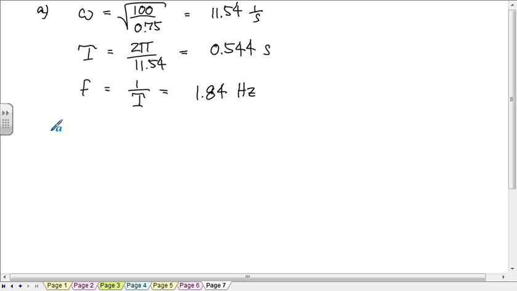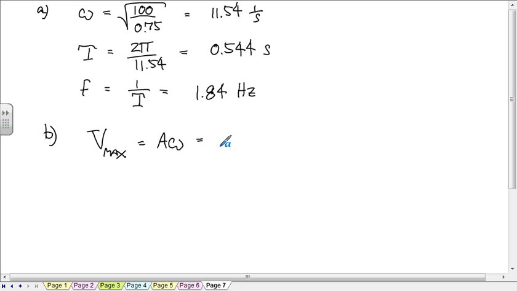And B, to get the maximum speed, for both A and B, it doesn't matter whether the spring is horizontal, vertical, at an angle, whatever. All these calculations are just the same. So V max is just equal to the amplitude times omega. What's the amplitude? Well, actually it's 0.1 because it's how far it's pulled from the resting length.